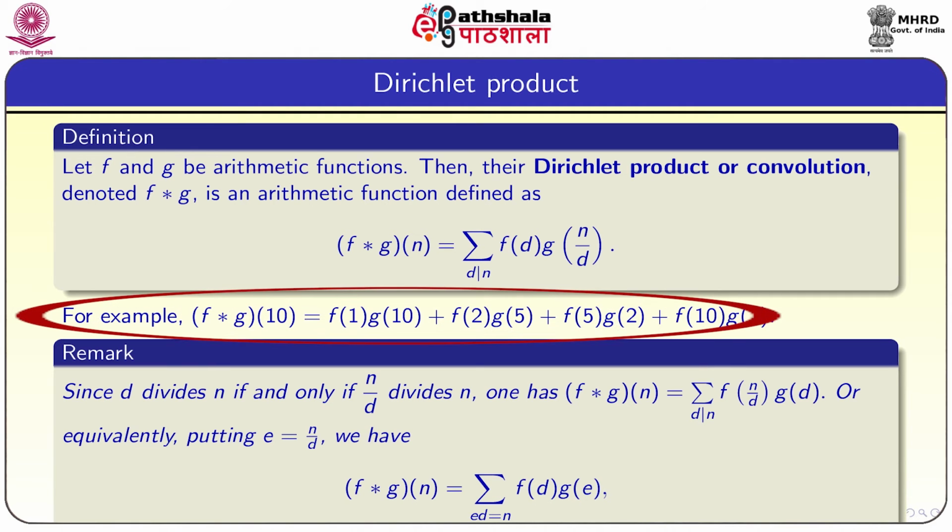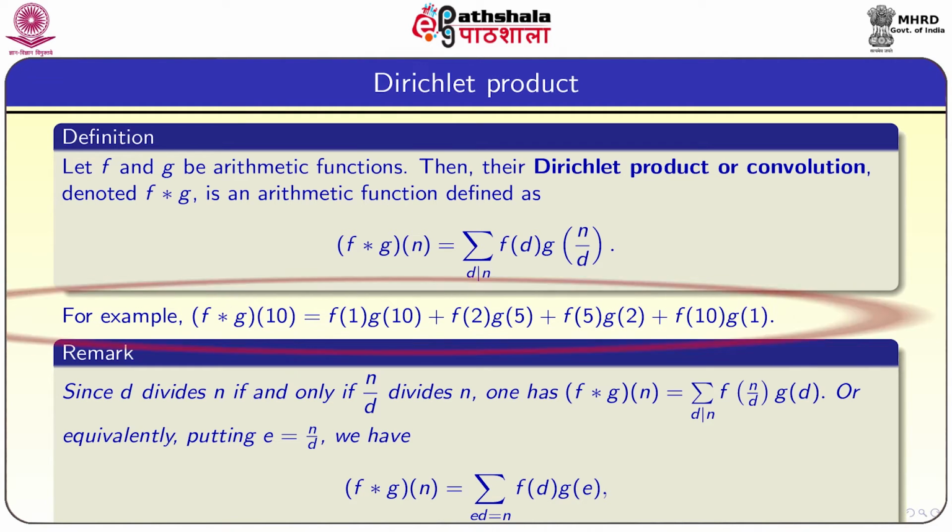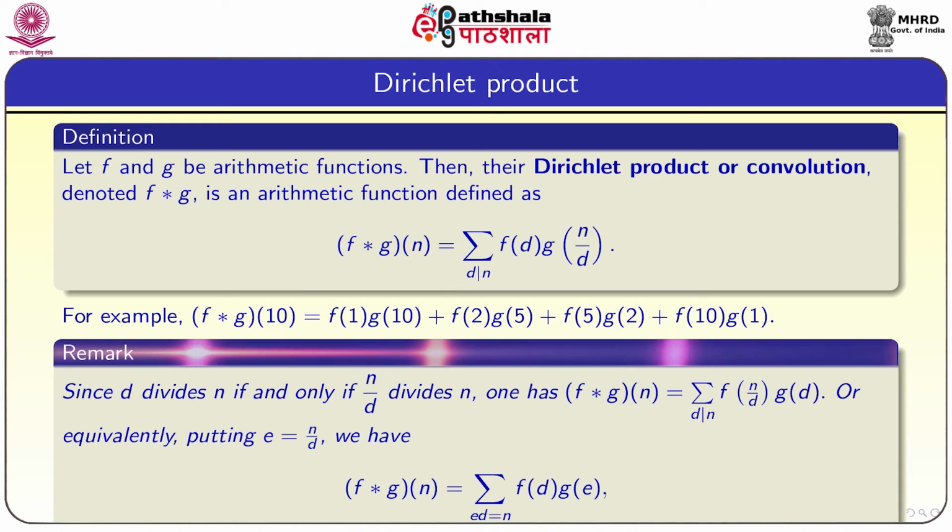For example, f star g of 10 is equal to f of 1 into g of 10 plus f of 2 into g of 5 plus f of 5 into g of 2 plus f of 10 into g of 1. Here we are summing over the divisors of 10. So, the divisors are 1, 2, 5 and 10. So, we have taken the divisors of 10, and there are 4 terms in this summation.